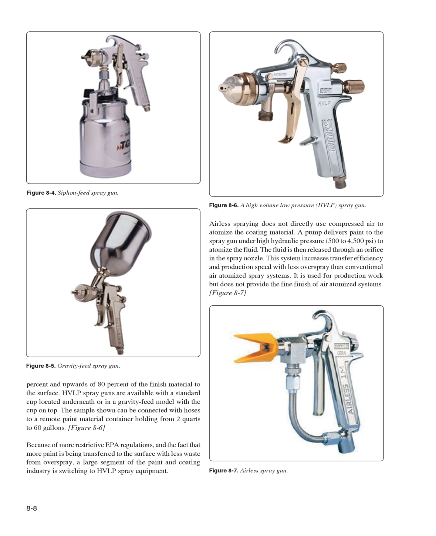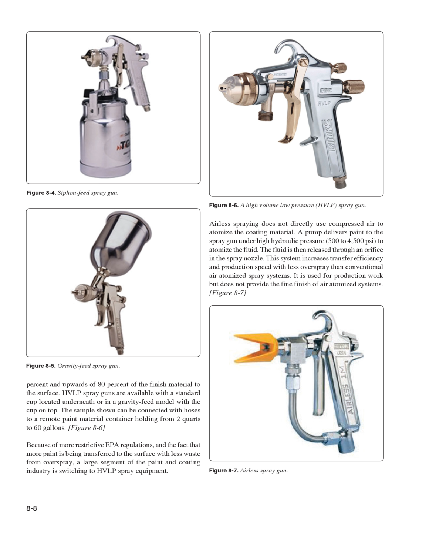Airless spraying does not directly use compressed air to atomize the coating material. A pump delivers paint to the spray gun under high hydraulic pressure, 500 to 4,500 pounds per square inch, to atomize the fluid. The fluid is then released through an orifice in the spray nozzle. This system increases transfer efficiency and production speed with less overspray than conventional air atomized spray systems. It is used for production work but does not provide the fine finish of air atomized systems.